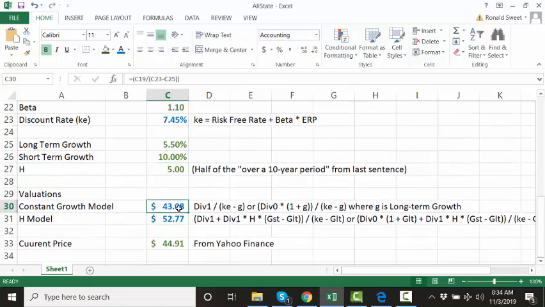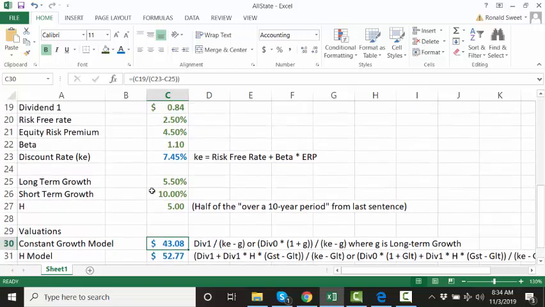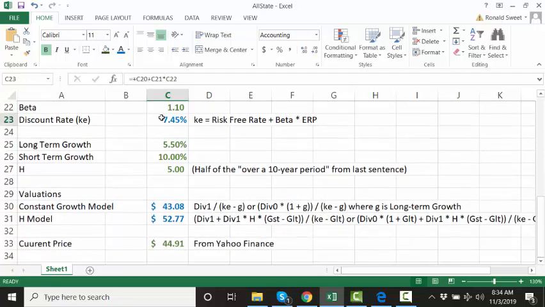So then we do the valuation. So the valuation for the constant growth model is dividend 1 divided by KE minus G. So in this case, dividend 1 is 84 cents. 84 cents divided by 7.45% minus 5.5% gives you a valuation of $43.08.